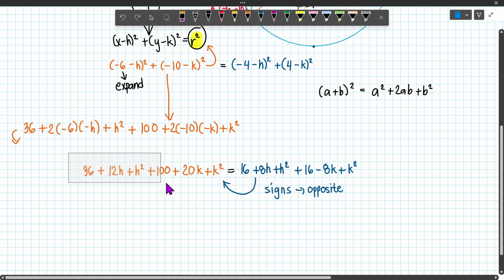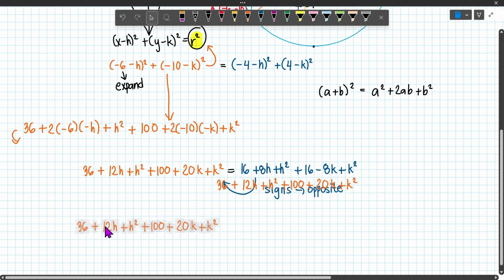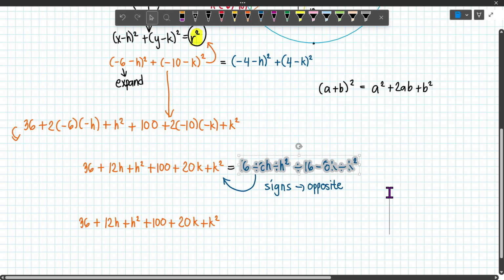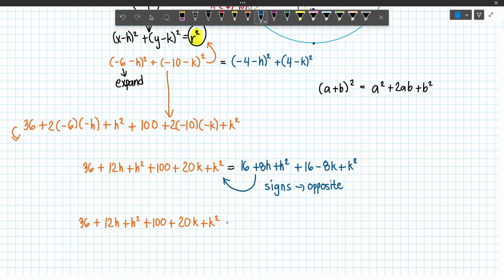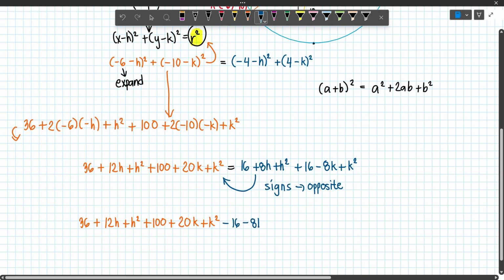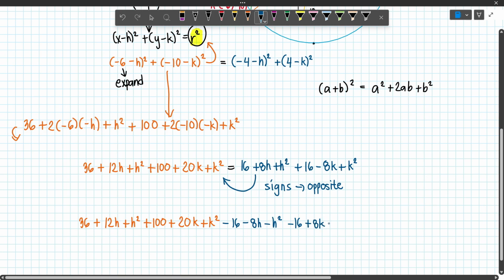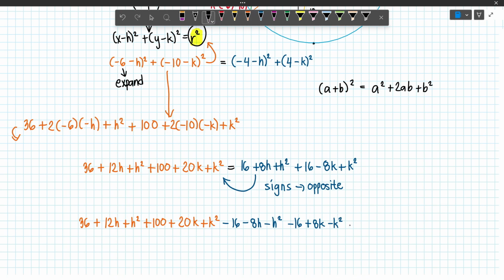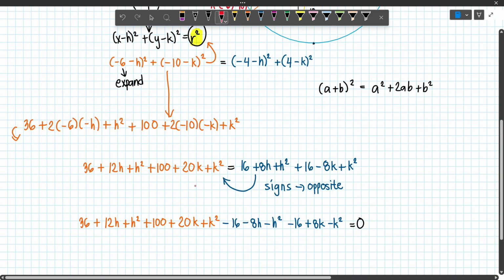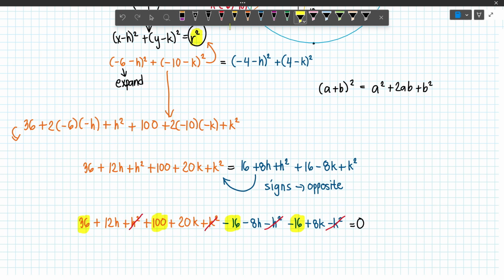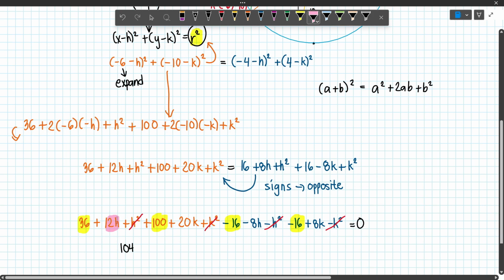So our equation will be, let's copy this one, and then change the signs of this one. So that will be minus 16 minus 8h minus h squared minus 16 plus 8k minus k squared equals 0. So h squared and negative h squared will cancel, as well as k squared and negative k squared. These are your constants. If we add all of them, we get 104. And these are like terms.